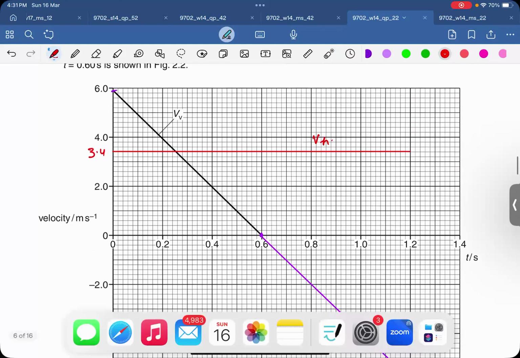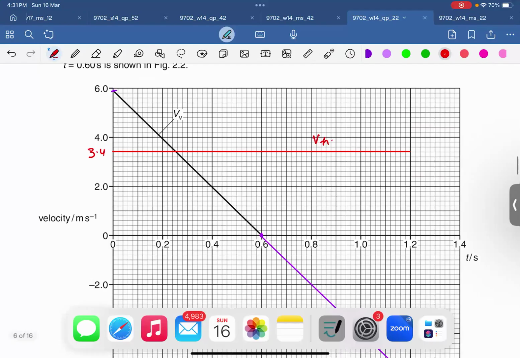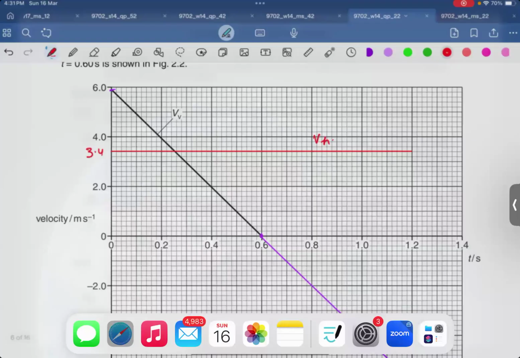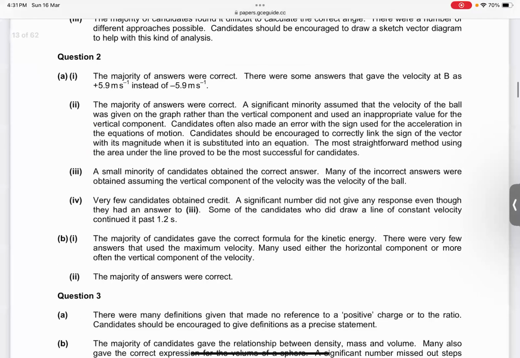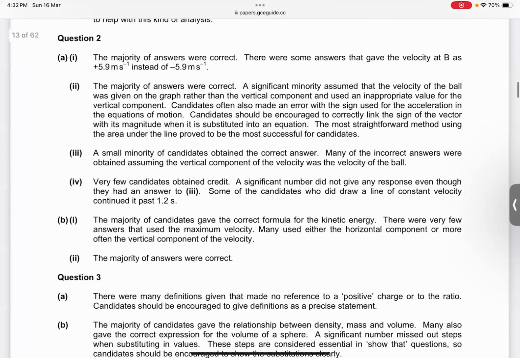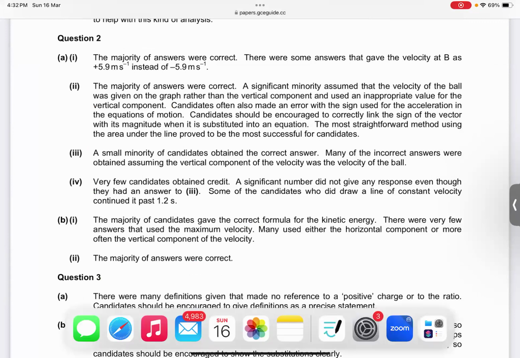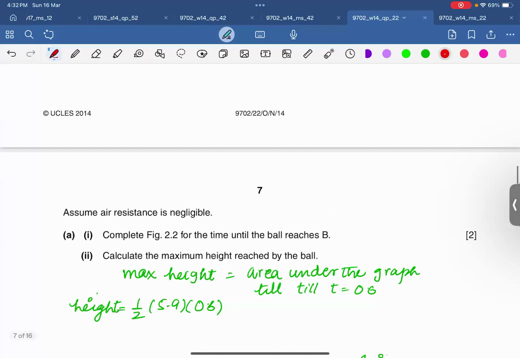Let me show you the examiner's report. A small minority of candidates obtained the correct answer for the velocity VH. Many of the incorrect answers were wrong. Very few candidates obtained credit. A significant number did not give any response, even though they had the answer to part 3. This was the same thing that had to be plotted. Some of the candidates who did draw a line of constant velocity continued it past 1.2. You're not allowed to continue it past 1.2. You have to stop it at 1.2. Fine.